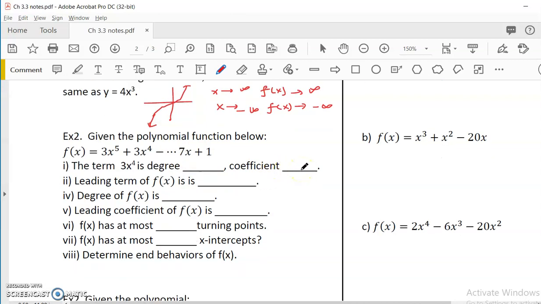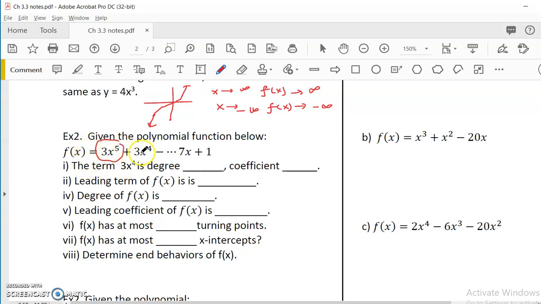Another one, so we have this polynomial function 3x to the 5th plus 3x to the 4th, and so on, plus 7x plus 1. We assume that this is in descending order. So this would be the leading term, right? It's power 5, or degree 5. This term is degree 5. This term's coefficient is 3.